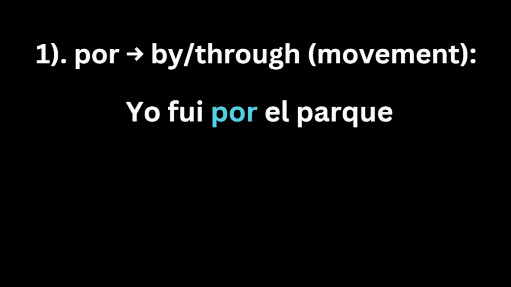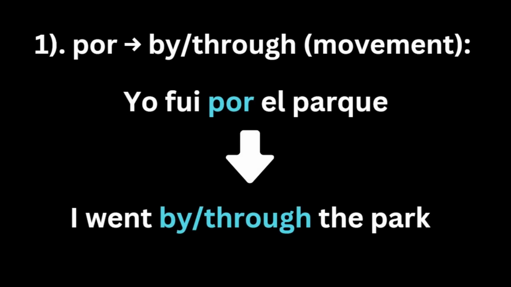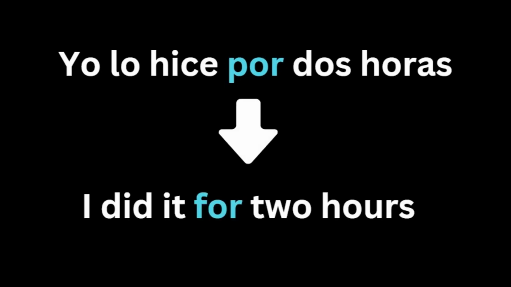Starting with the first usage of por, this preposition can literally mean by or through, which involves movement, but it's used as other prepositions when it comes down to the duration of an event or a reason for a circumstance. For instance, you can use por when speaking of the preposition by or through, like yo fui por el parque, which literally means I went by or through the park, which logically makes sense both in English and Spanish. However, saying a sentence like yo lo hice por 2 horas indicates I did it for 2 hours, with por acting as the preposition for in English, and it is tricky to understand.